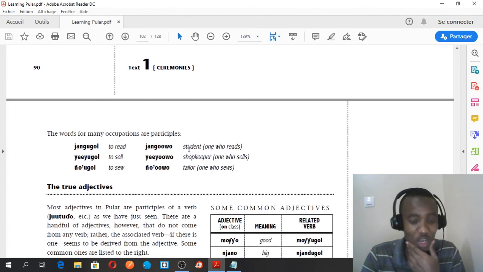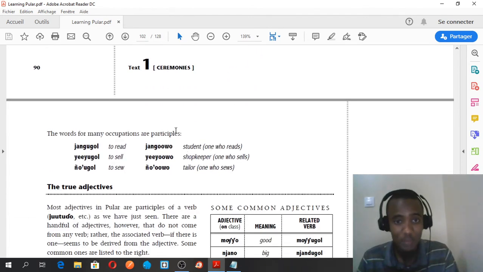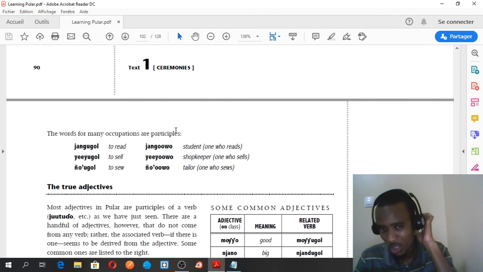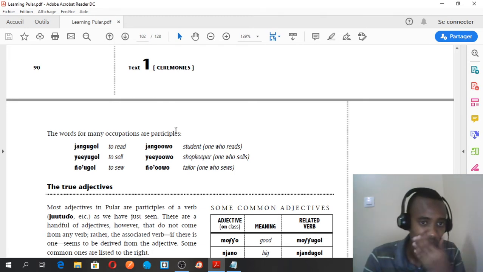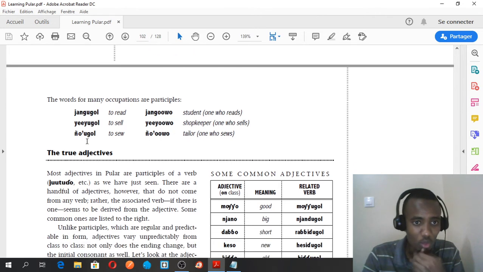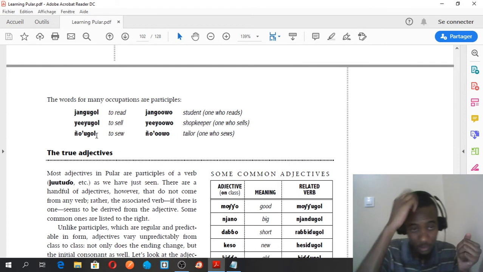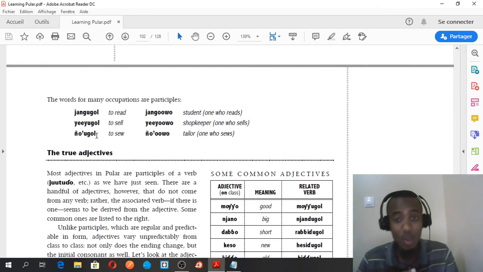Now, the words for many occupations are participles. Many jobs: jangowo, yeowo, nyoowo, ainowo. Ainowo means a herder. Remowo, a farmer, and so on and so forth. Many jobs actually are participles. So nyo ugol, the verb to sew clothes, nyo owo.